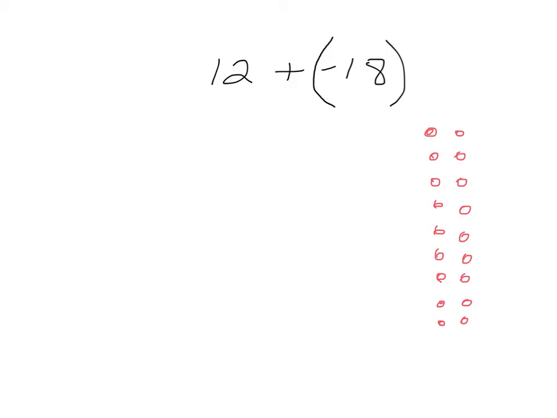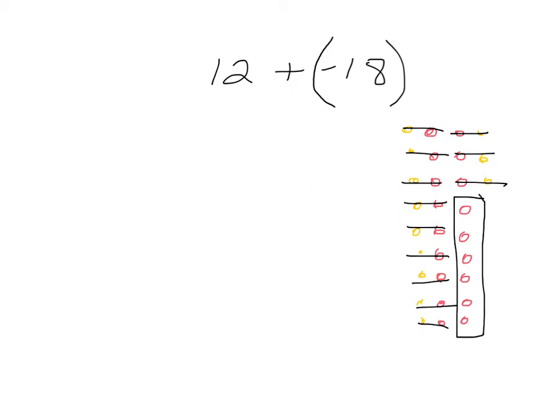Excellent. Now we're going to use the yellows. So we're going to have 12 of them. 1, 2, 3, 4, 5, 6, 7, 8, 9, 10, 11, 12. So we have 12 yellows for positive, 18 reds for negatives. And now we're going to cancel. We are left with then 6 red, and red is negative, so our answer would be negative 6.